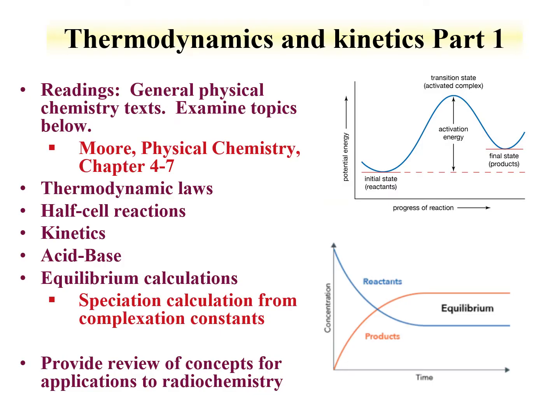The readings for the lecture on thermodynamics and kinetics can be any general physical chemistry textbook that you're familiar with. One that I would recommend is More Physical Chemistry, chapters 4 through 7. The lecture topics are going to include thermodynamic laws, half-cell reaction, kinetics, acid-base reactions, and equilibrium calculations.